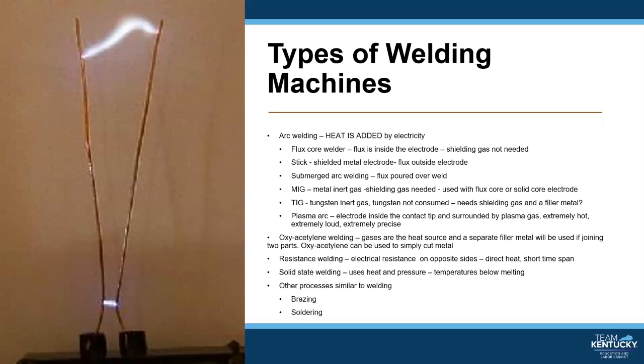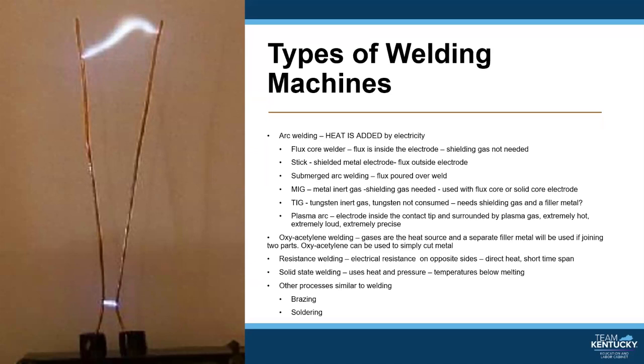Now let's move on to a little different type. This is oxyacetylene welding. This uses compressed gases as the heat source. This uses oxygen and acetylene mixed together to produce the heat to create the weld. This will also use a separate filler metal if you're joining two pieces together. Oxyacetylene welding can also be used to simply cut the metal, which is often the case.